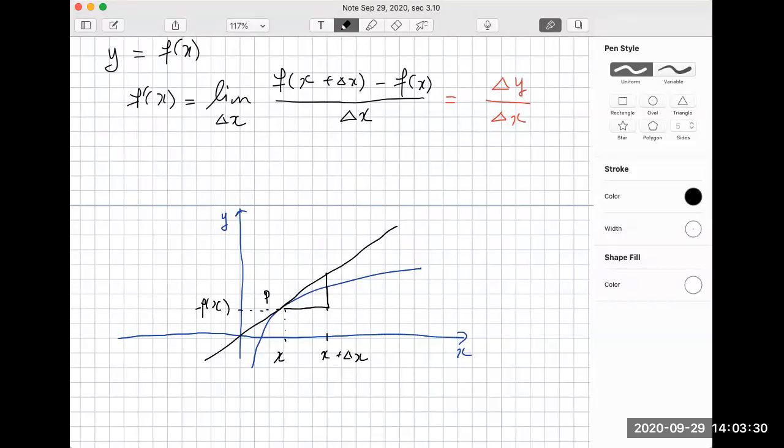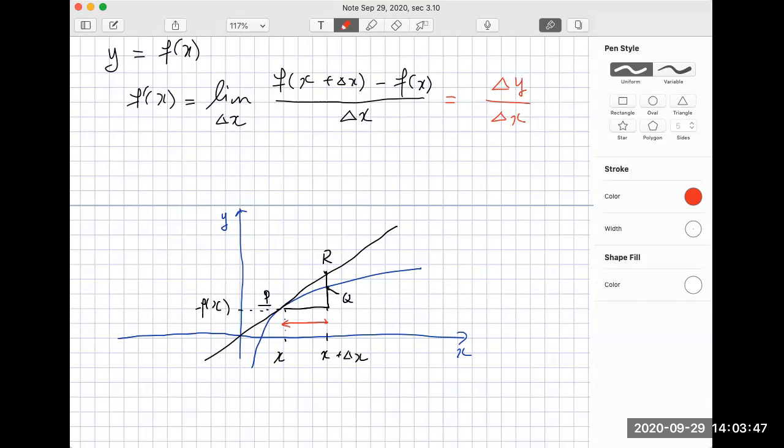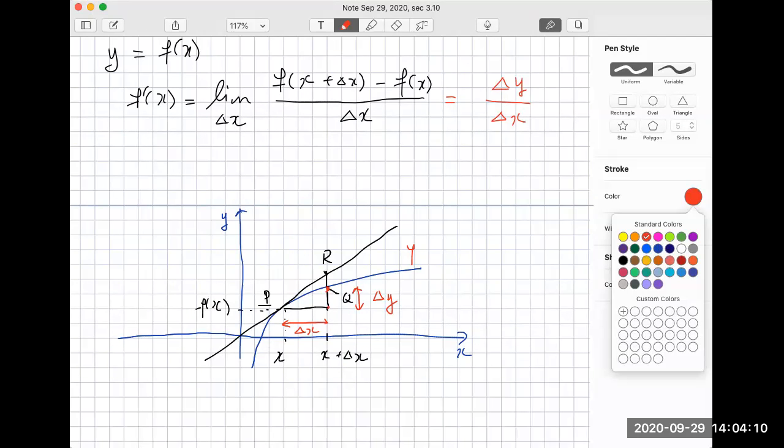So if this is P, this point is R, and this point is Q. Okay, so delta x here is the change in x, right? This is delta x. And delta y is this part, right? So is it clear? The change in y in this curve f of x.